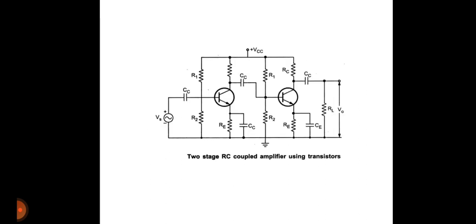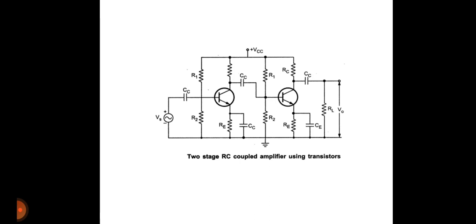So the first circuit is the two-stage RC coupled amplifier using transistors. Two single stage CE amplifiers are connected side by side, forming the cascaded amplifier. It is known as a multi-stage amplifier. You already know the functioning of each CE amplifier circuit.